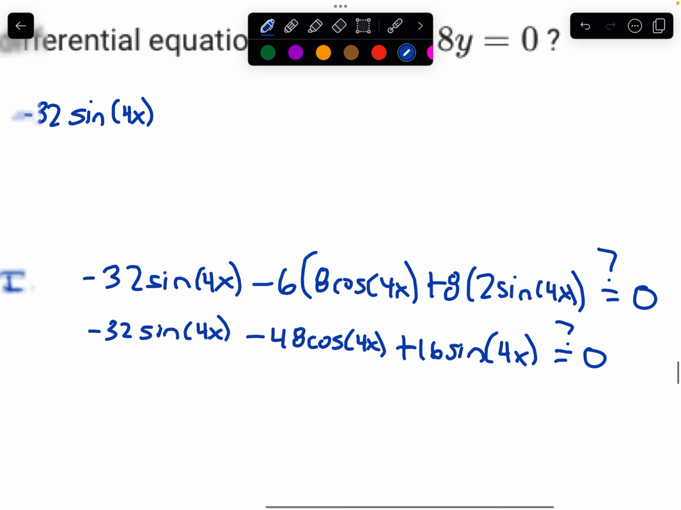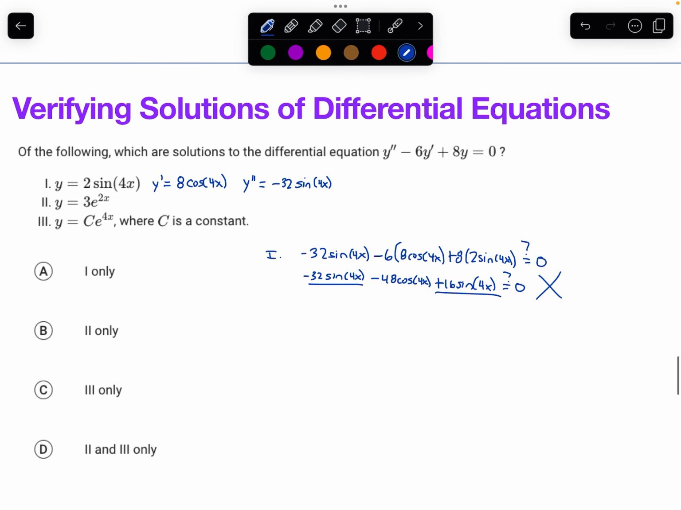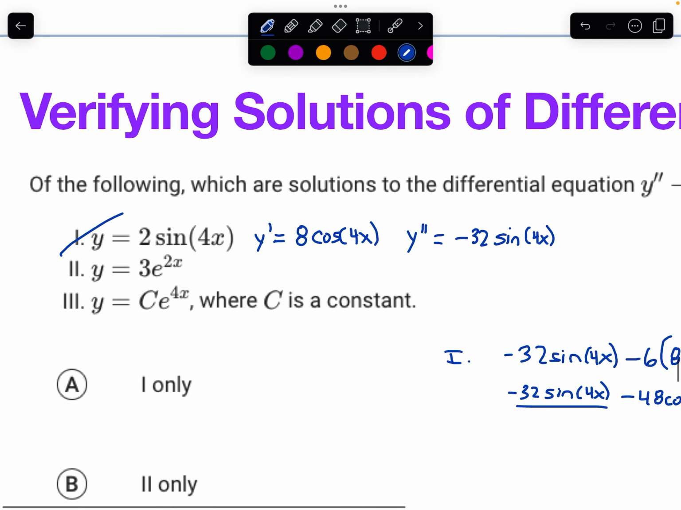Well, we're going to have a couple of like terms we can combine here and here, but those won't cancel each other out, and we'll still have this left over as well. So this is not going to equal 0. We need everything to cancel out to equal 0, and that doesn't happen for Roman numeral number 1. So this one's out. Let's check Roman numeral 2.